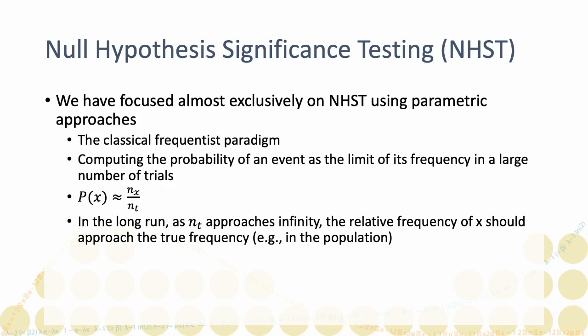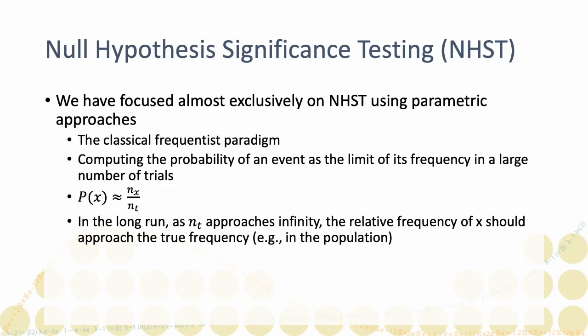This semester is focused almost exclusively on null hypothesis significance testing using parametric approaches. This is the classical frequentist paradigm, which is based on the computation of the probability of an event. Rather than derive a distribution of event outcomes using an arbitrarily large number of experiments, we instead assume a set of parameters that describe a function that produces a distribution of event outcomes.